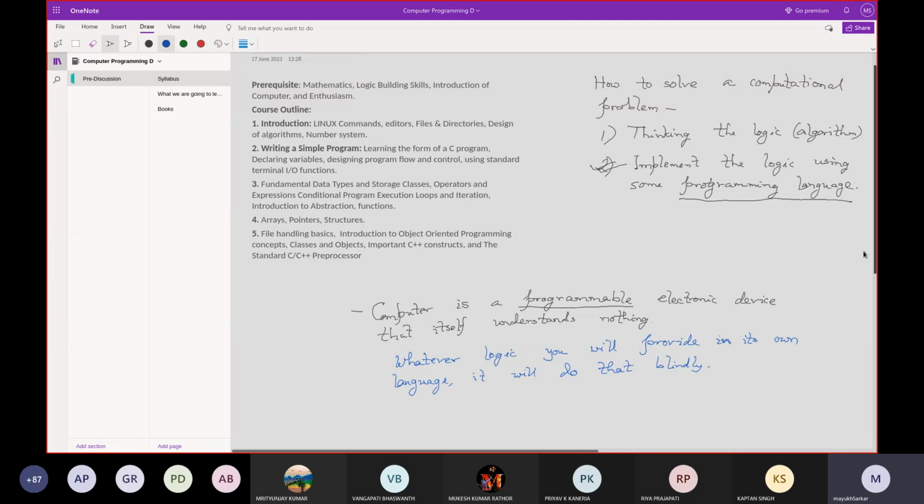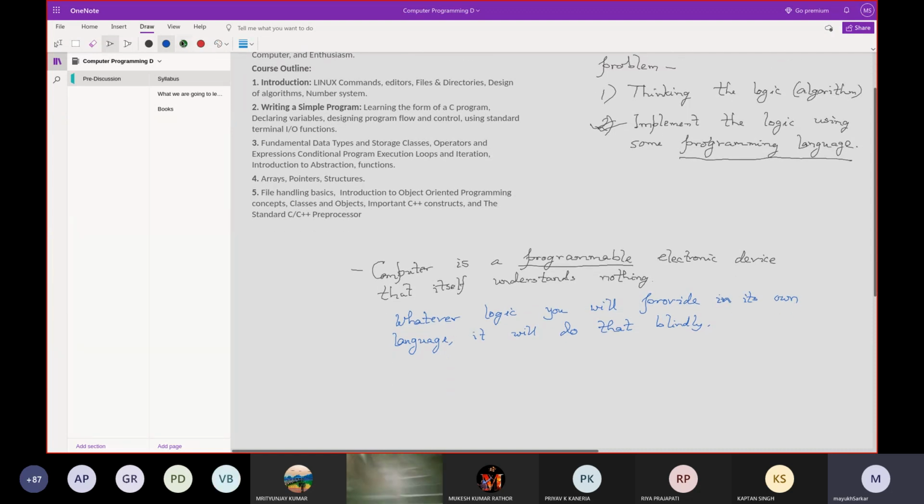So the computer's own language is nothing but on, that will be represented as 1, and off, that will be represented as 0. So the computer understands nothing other than these two symbols, 0 and 1.